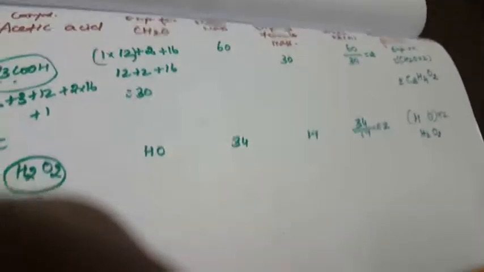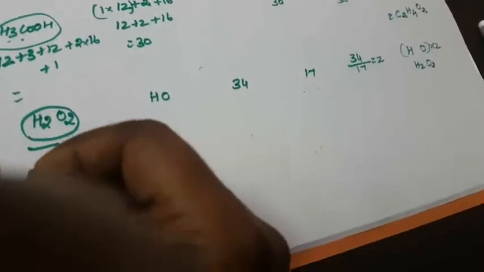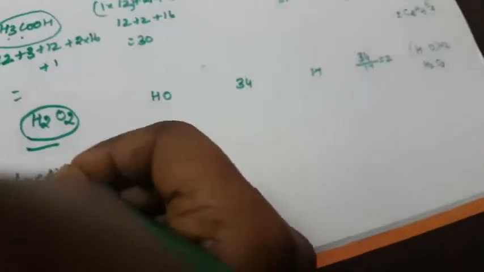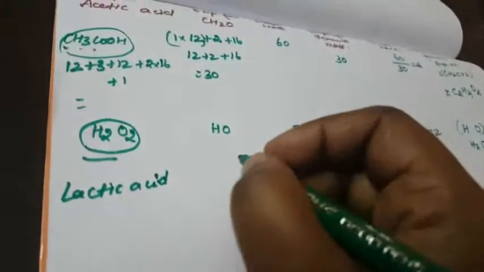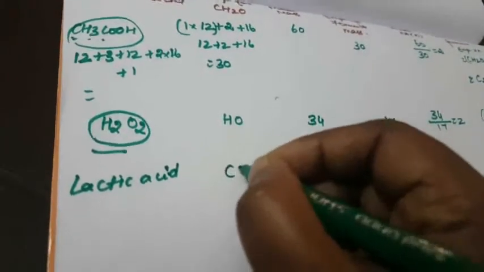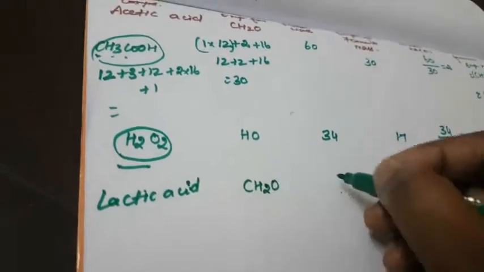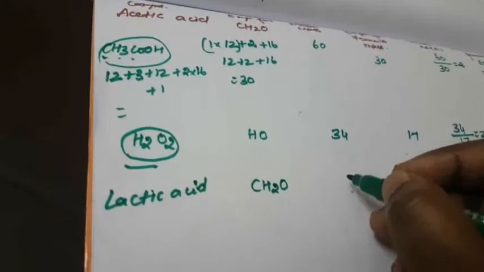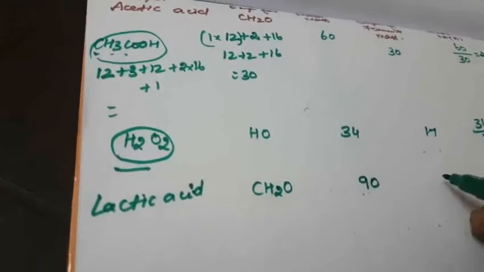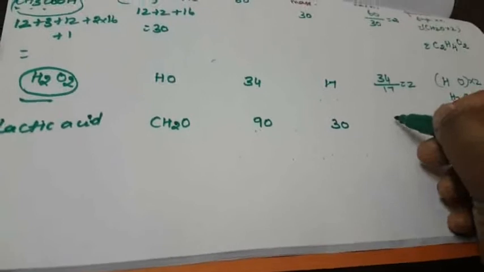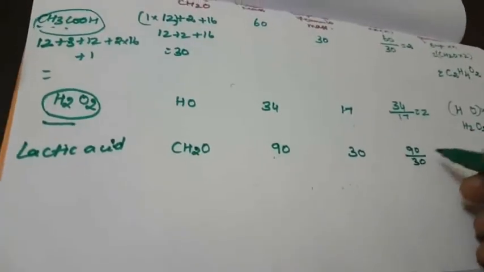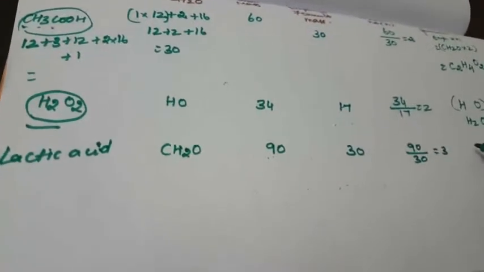So next one is the lactic acid formula. What is given for lactic acid? The empirical formula is CH2O. The molar mass is 90. The empirical formula mass is 30. Okay, how to calculate? 90 divided by 30 equals 3.